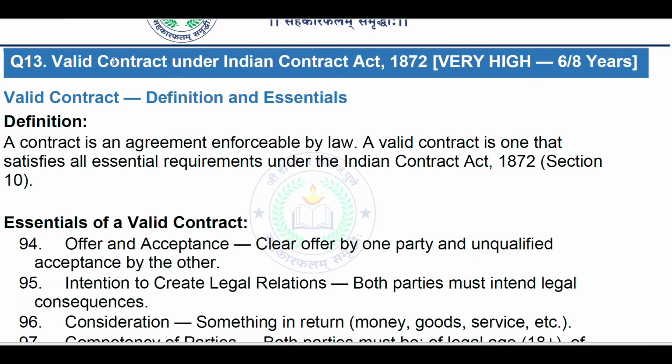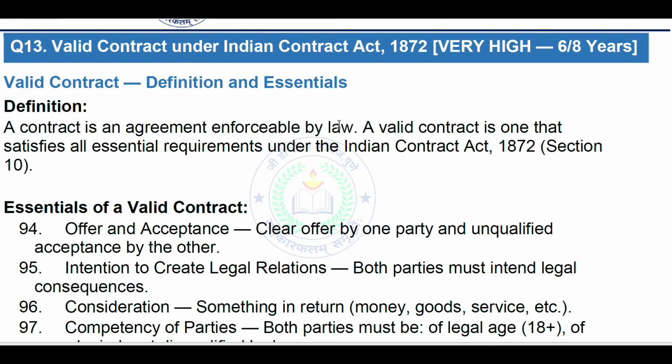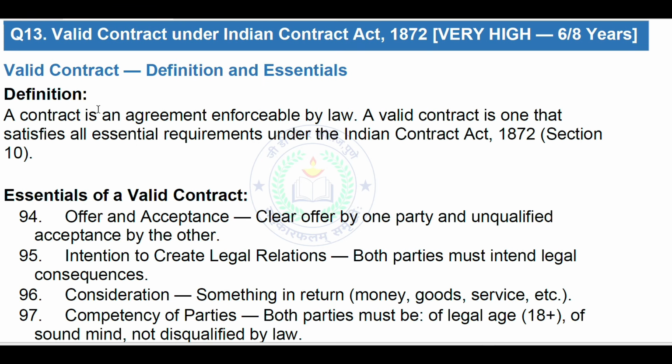Question number 13, valid contract under the Indian Contract Act 1872. This question can be there in the May 2026 examination. Valid contract, definition and essentials. Definition, introduction, or meaning, you can write whatever is comfortable to you. A contract is an agreement enforced by law. A valid contract is one that satisfies all essential requirements under the Indian Contract Act 1872, Section 10.